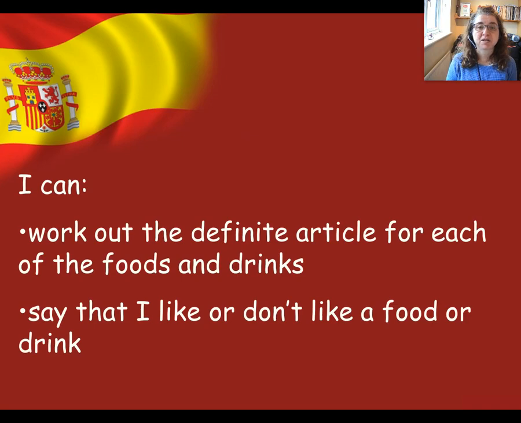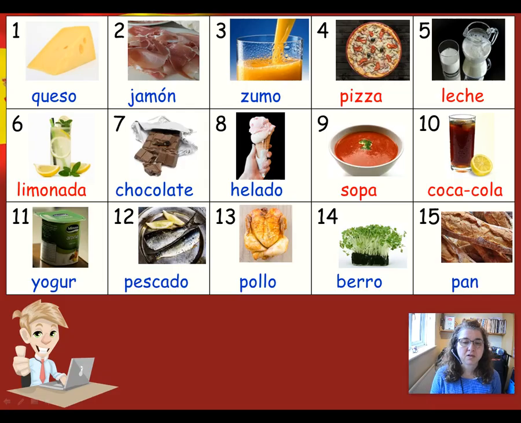Today, we're going to be revising how to work out the definite article for each of our foods and drinks. And also, we're going to be using those to help us to say that we either like or don't like one of our foods or drinks. So, here are our 15 foods and drinks that we've been working on over the past few weeks. Let's have a recap of those.